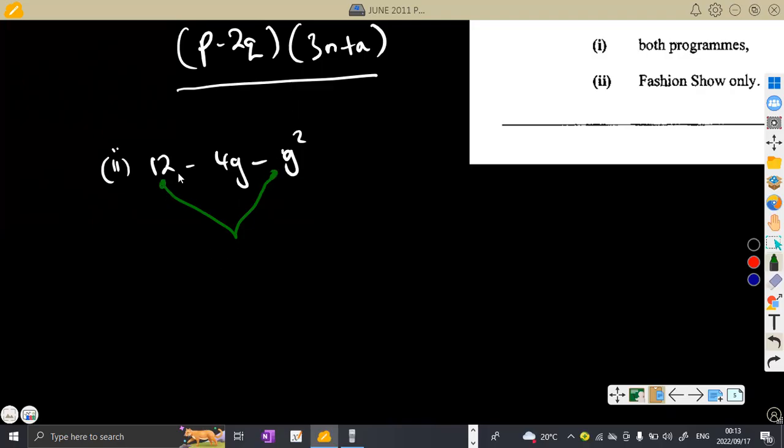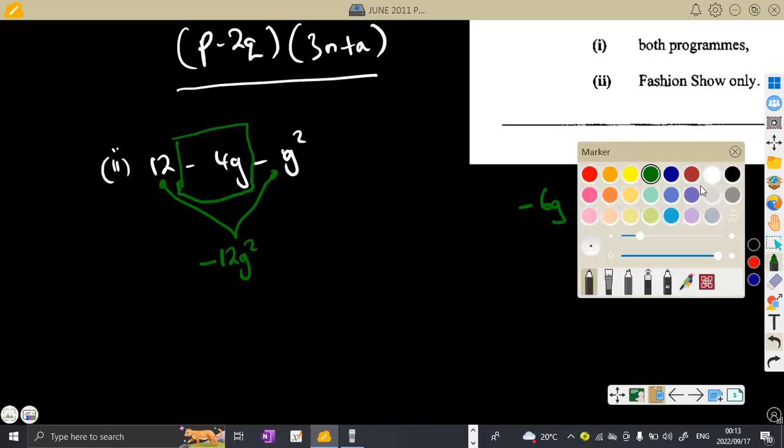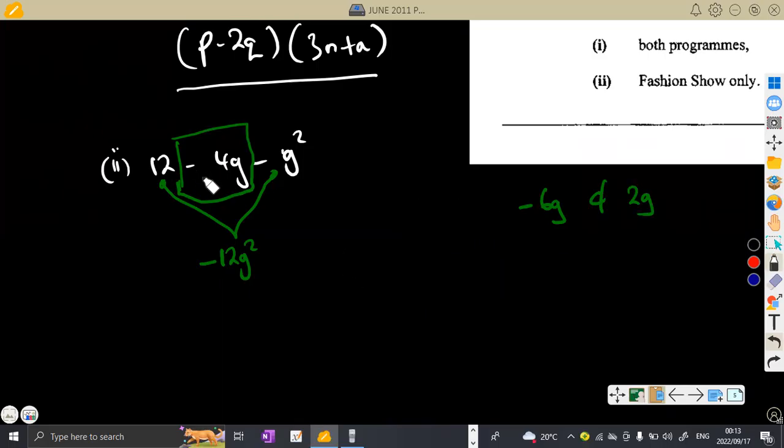Which is going to give us negative 12G squared. So now we are going to find factors of negative 12G squared, but these factors, if you add them, they must give you the middle term, which is minus 4G. So which terms are we talking about here? Negative 6G and 2G. If you multiply negative 6 and 2, you're going to get negative 12. If you add these two, you're going to get negative 4. So these are the terms that you're going to replace into the middle term, which is minus 4G.